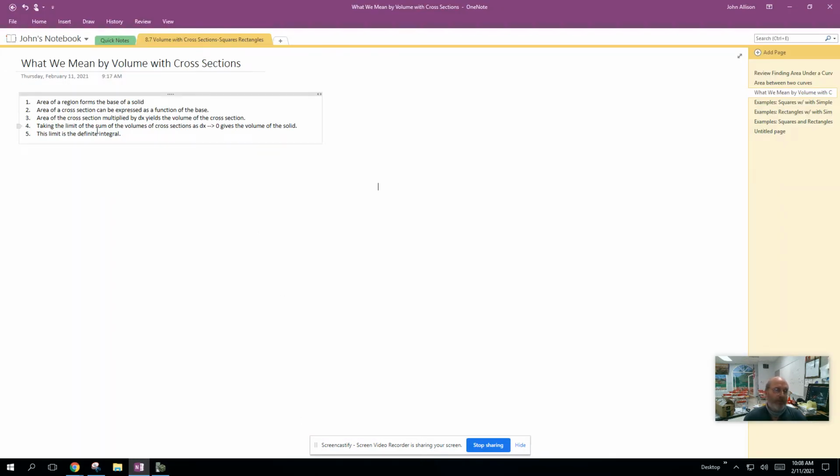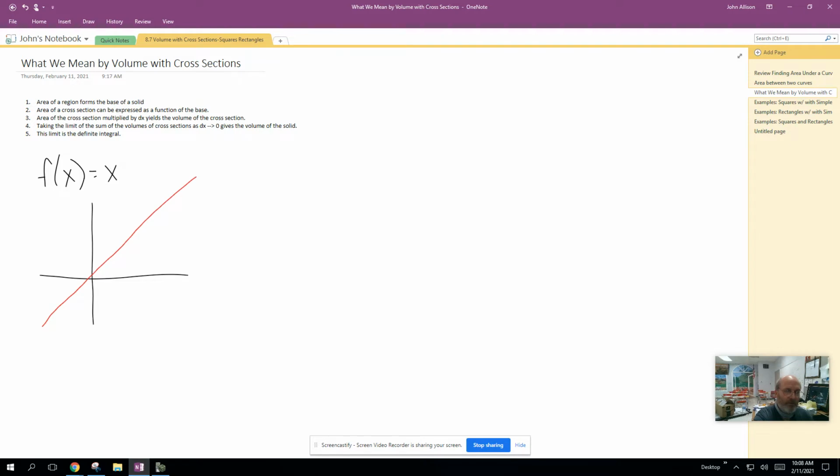What we mean by this is, if we are given a function like we did in the first part, let's say that we have f of x equals x. And we know the graph of that. And let's say this time we go from 0 to 3.